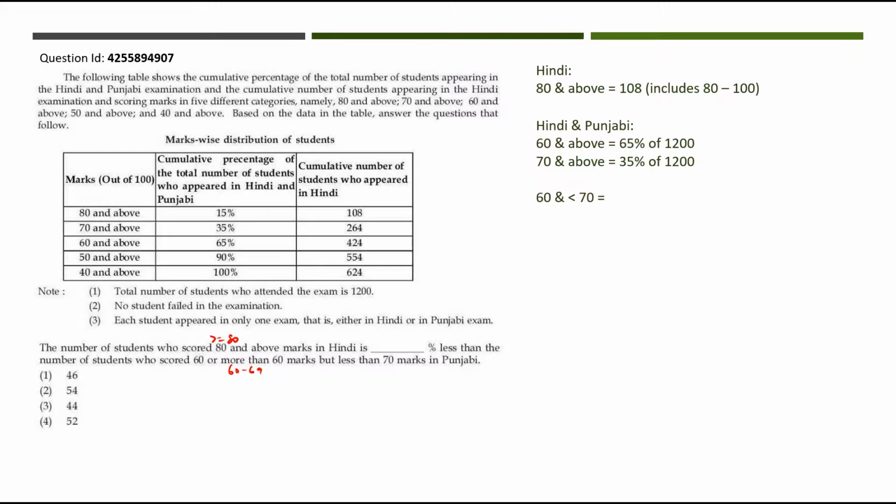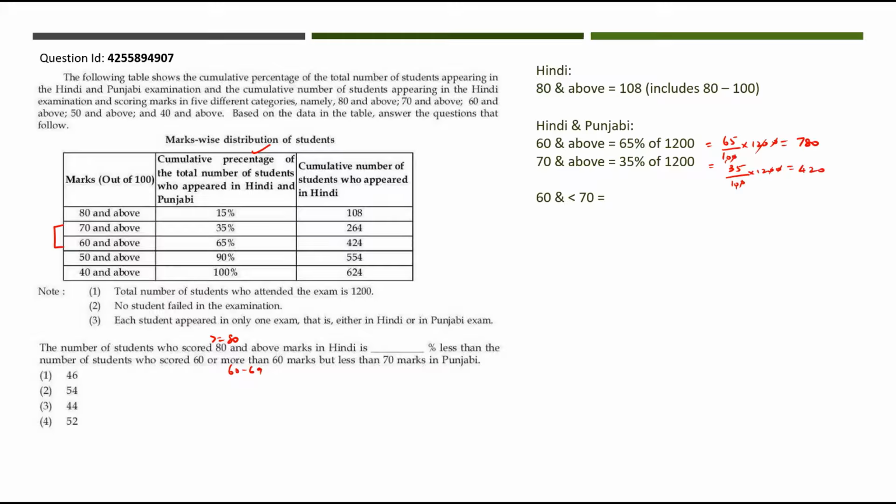For Punjabi count we are getting into the second column. So they are asking between 60 to 69. So we have to take both these rows. 60 and above it will be 65% of 1200. 65 by 100 into 1200 will give a value of 780. 70 and above will be 35% of 1200. Here we have 35 by 100 into 1200. 35 into 12 will give a value of 420.